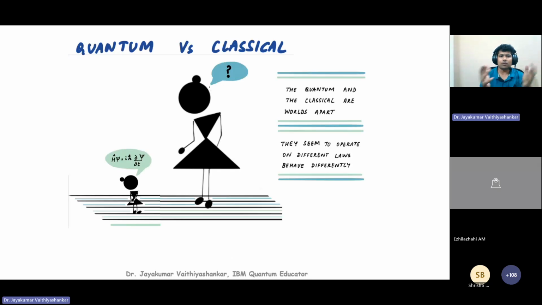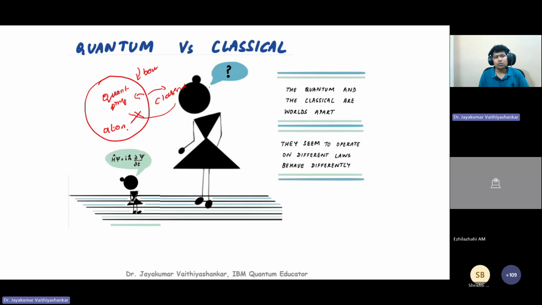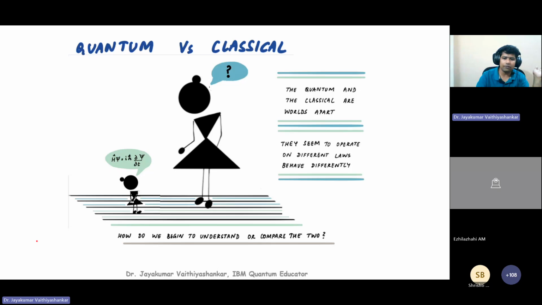So if we compare classical and quantum, consider this is the atom, and this is the boundary line. Beyond the atom, classical physics works. But inside the atom, quantum physics works. The laws that apply for classical physics will not work inside the subatomic level. So this is contradictory. That is why whatever you learned in classical physics will not help to understand the quantum world. It is entirely different.